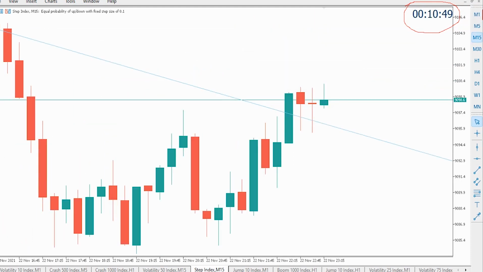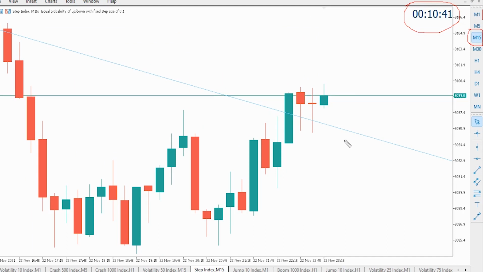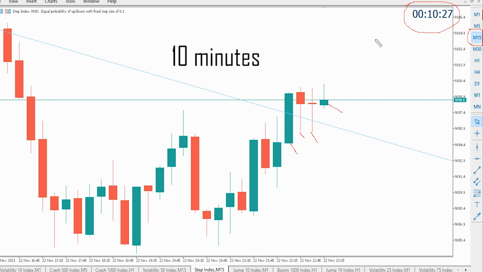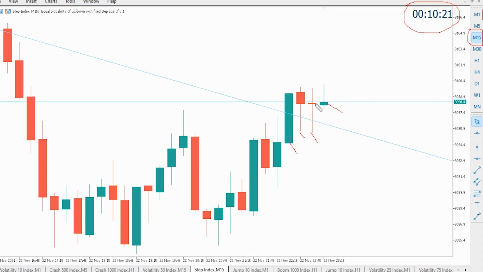So right now I'm on 15 minutes time frame. So the implication of that is it took each of these candlesticks 15 minutes to form. This one here forming now has been forming for the past 5 minutes. In the next 15 minutes, this candle will be done, and the formation will move to the right of this candlestick.